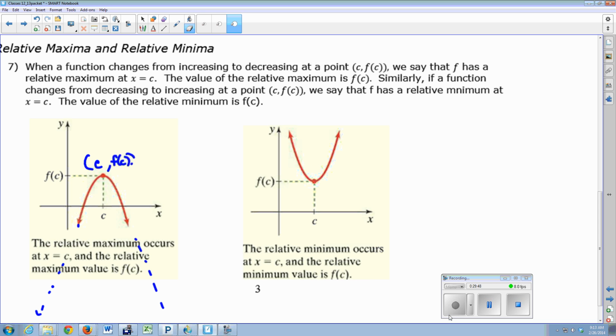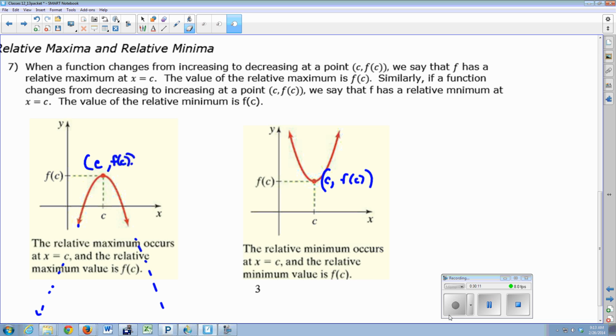And then if we have a function that's decreasing, and it hits some point, and then after that it's turning around, like you're negative, negative, negative, and then you hit a point where, oh, I'm positive, positive, positive. That point, the same point, C, F of C, is called a relative minimum.